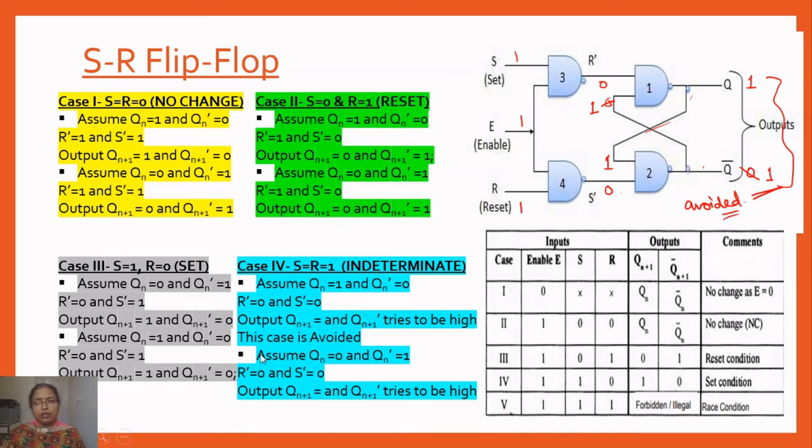Clear? So the other way also you can see, if it is 0 and if it is 1. Similarly, you have to verify all the types of flip-flops. It may be SR flip-flop, JK, D, T, any type of flip-flop. You can verify the truth table or you can make the truth table like this.